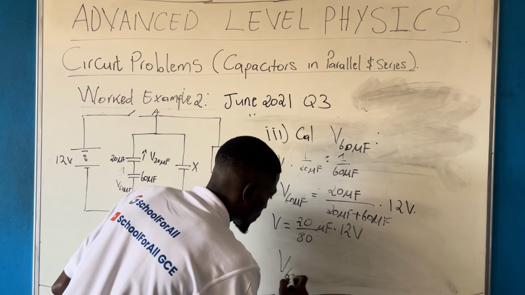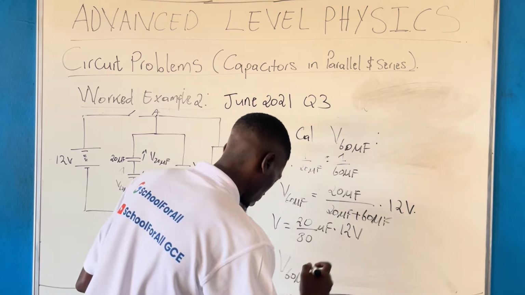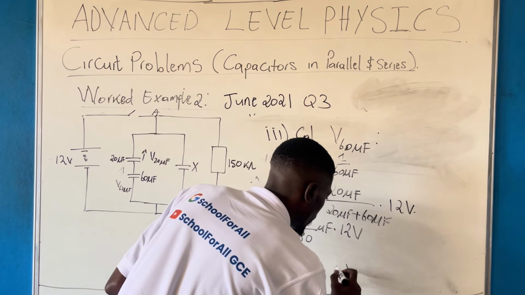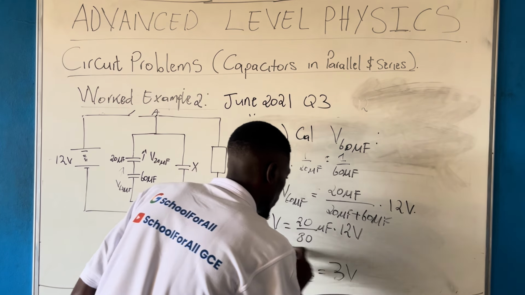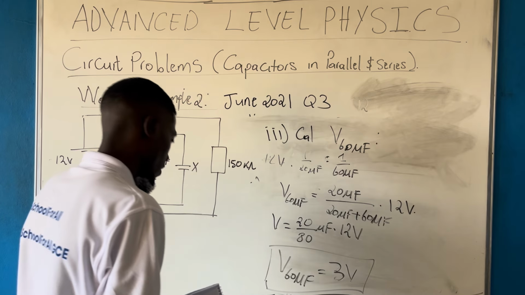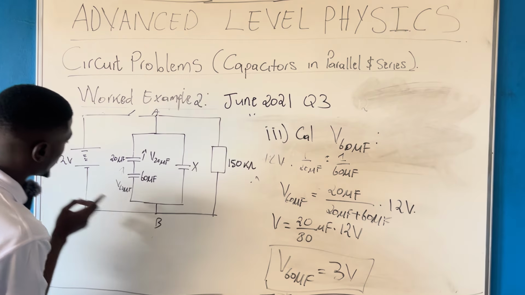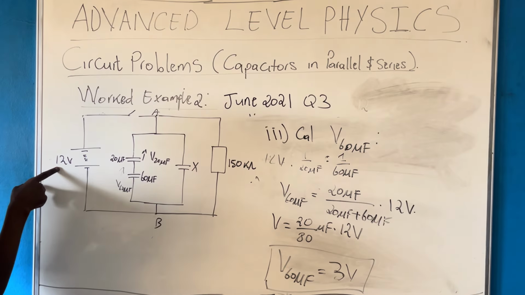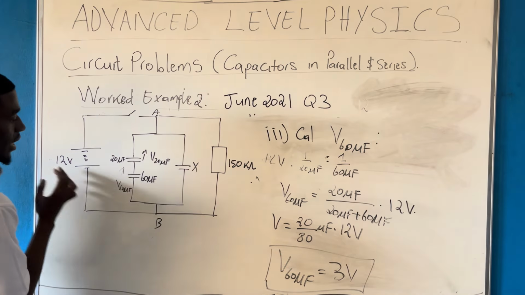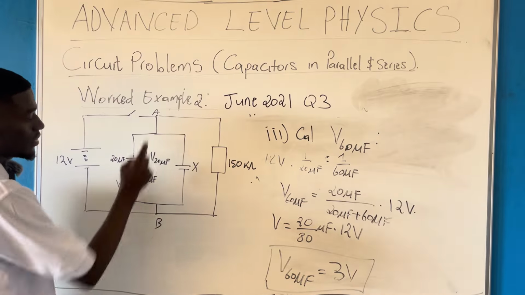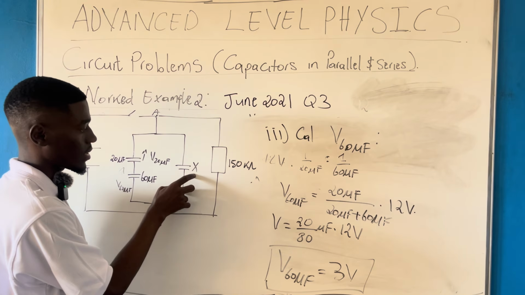So V equals 60 microfarad kilovolt. You come up with kilovolt. So that is it. The first thing you should know is that the PD across AB is the same as the PD of the battery, which is 12 volts, since they are in parallel. And this PD is shared between these two since they are in series, and the PD is exactly equal to the PD across X here.